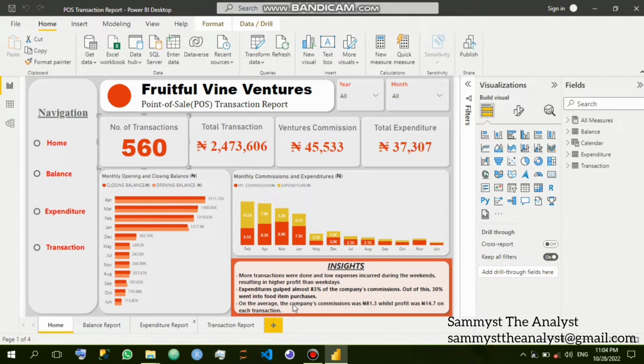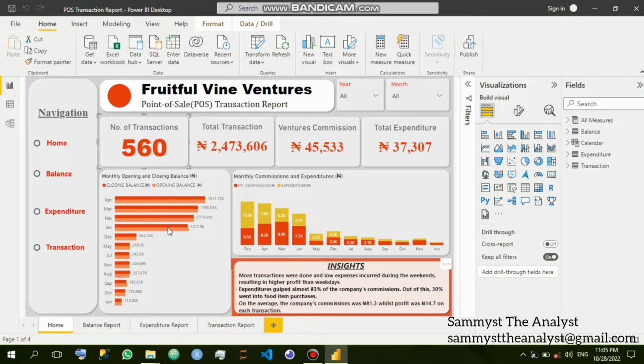On average, the company's commission was 81.3 naira, while profit was 14.7 naira on each transaction. So you can imagine getting a profit of 14 naira and then the company's commission of 81 naira. The difference between the both of them is simply due to the expenditure.